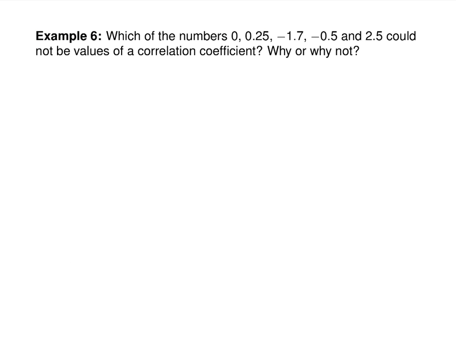Okay, so which of these numbers could not be values of a correlation coefficient? Why or why not? Negative 1.7 and 2.5. And the reason is that correlation coefficients are between plus and minus 1. So negative 1.7 is too low, 2.5 is too high.